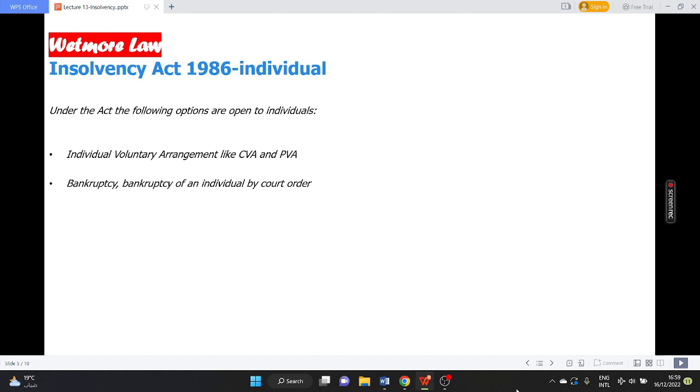Options for an individual. Individual voluntary arrangement, like CVA and PVA. Bankruptcy of an individual by court order.